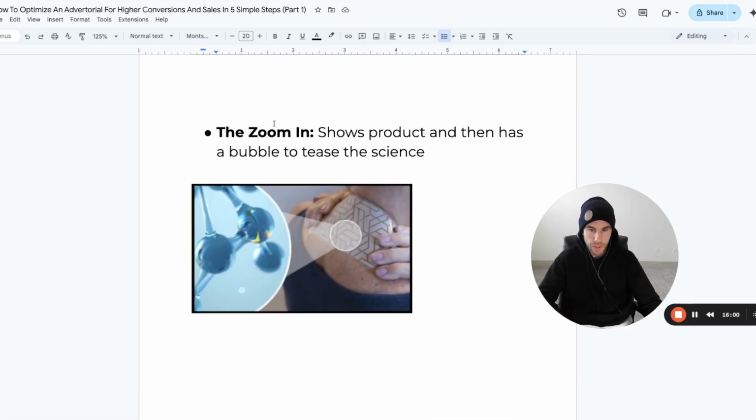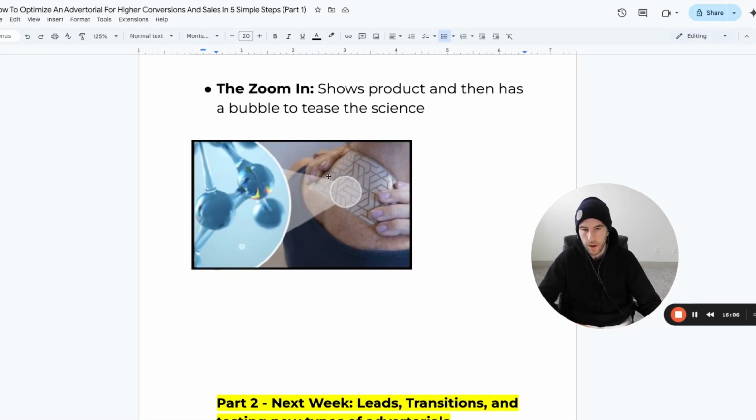Next, we have the zoom in, and this shows the product and then has a bubble to tease at the science or how it works or something like that. And obviously, we can see someone grabbing their neck in obvious neck pain. And then we have the zoom in to show some of the science and tease the curiosity of this product and how it works. These are great. I see these working all the time for tons of different products. The zoom in is a phenomenal one to use if it applies to your product.